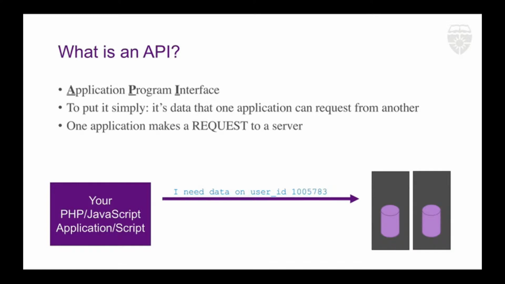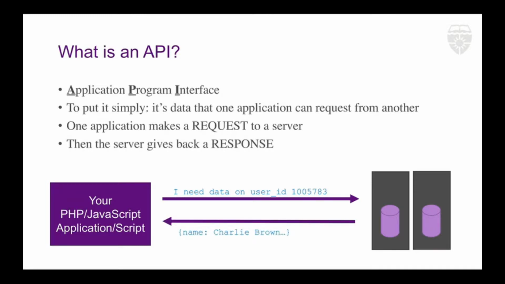So you've got your script, written in Python, PHP, JavaScript, whatever, it doesn't really matter. It makes a request to the Ex Libris server with a key of some sort, saying, I need data on user 1005783. The Ex Libris server says, okay, name, it's Charlie Brown. Here's all his information, loans, fines, all that sort of stuff. So the server then gives back a response.